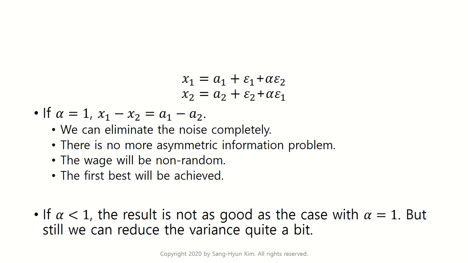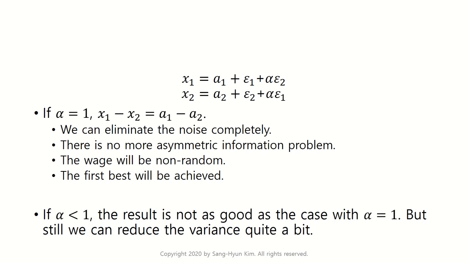The agent 1's performance measure x1 is a1 plus epsilon 1 plus alpha times epsilon 2, and x2 is a2 plus epsilon 2 plus alpha times epsilon 1. So if alpha is 1, what happens? If alpha is 1, then the noise becomes the same. So the noise in x1 becomes epsilon 1 plus epsilon 2, and noise in x2 becomes epsilon 2 plus epsilon 1.